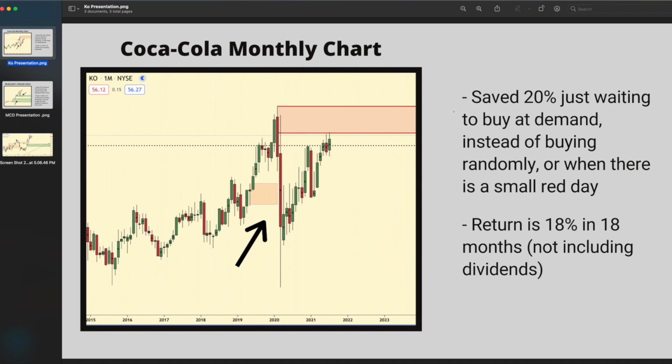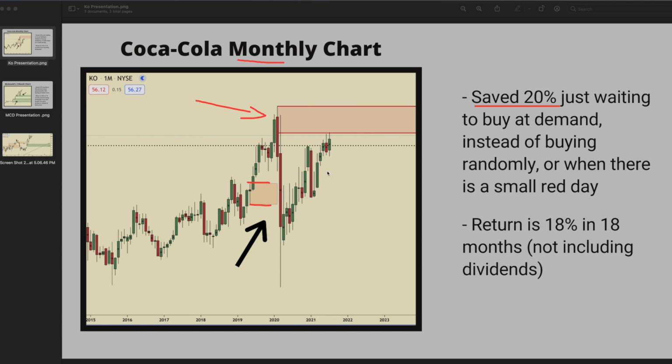Now we're going to move on to a different one here. This is the same situation on Coca-Cola. This is a larger chart, a monthly chart here, but we all know what happened with this huge drop down. And I'm sure a lot of you guys wanted to buy it. Everything's on sale, right? Well, the problem is, where are you going to buy? Are you just going to buy on red days? No, there was a nice buying opportunity right here. And as you can see, price blew right through that zone, but that's fine because we saved 20% by just waiting to buy at that demand instead of buying randomly or when there was a small red day. And the return from here to here is 18% in 18 months, not including dividends.